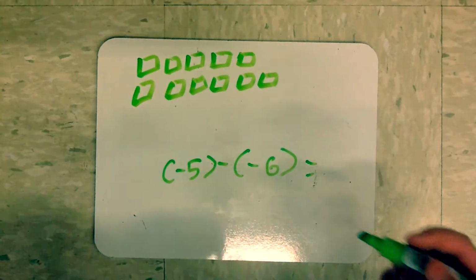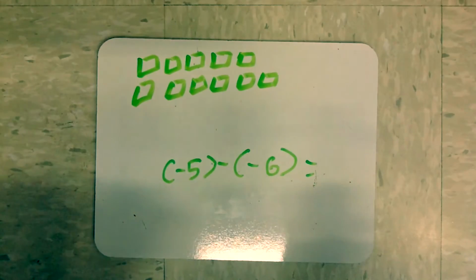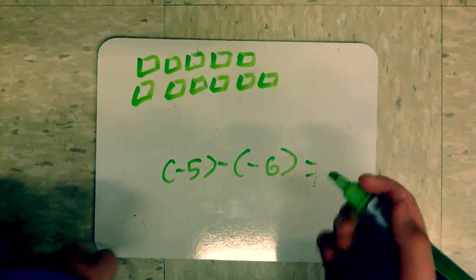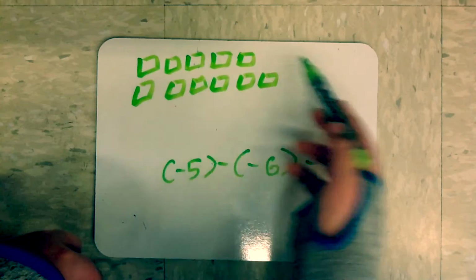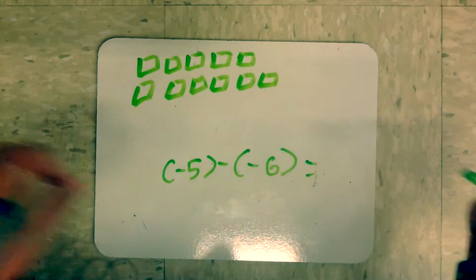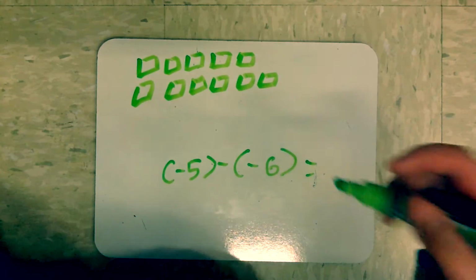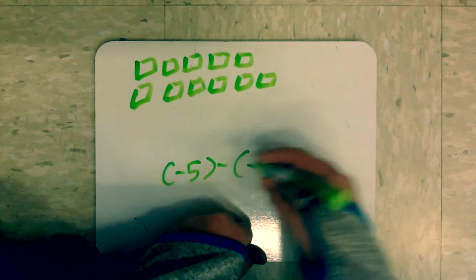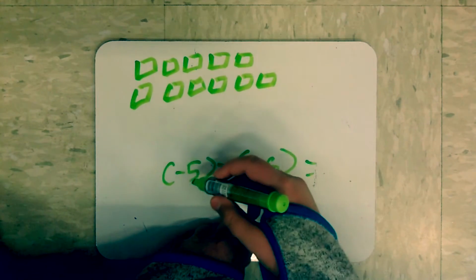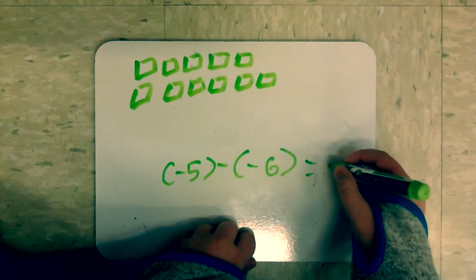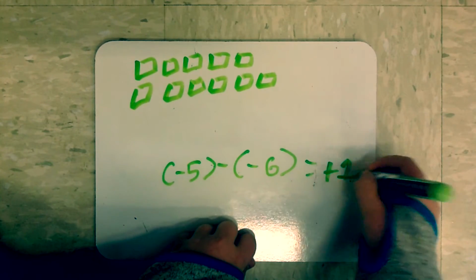Now, because it's both negatives, it will end up in a positive. So 5 plus 6, 11. All right, so 11. It would be 5 minus 6, positive 1.